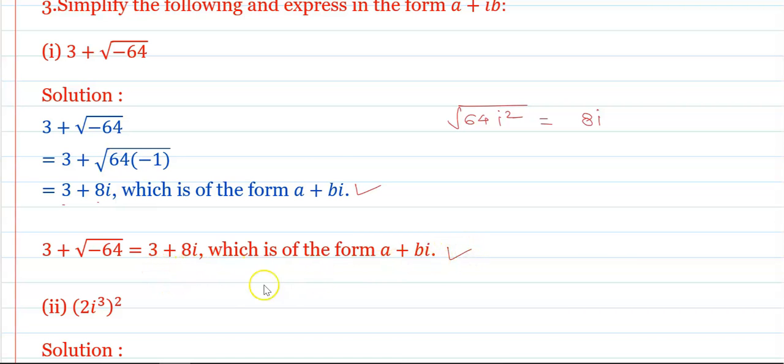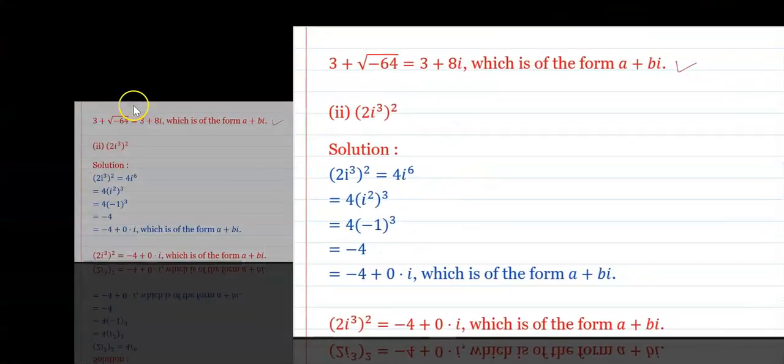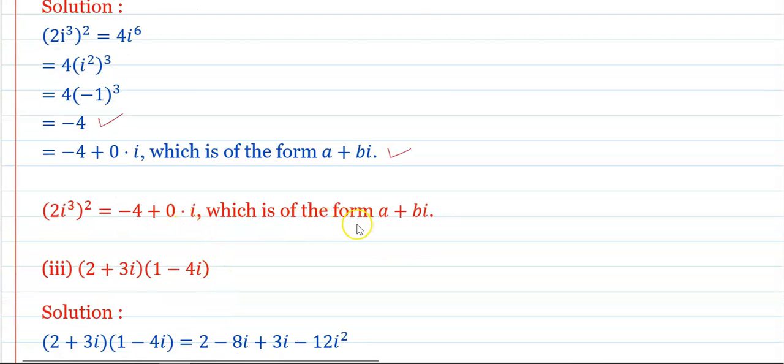Next is 3i cube bracket square. Okay, 3 into 2 you will get 6 and 2 raised to 2 you will get 4. That is i raised to 6. i raised to 6 can be written as i square and bracket raised to 3. i square म्हणजे काय तर minus 1. Minus 1 raised to 3 means what? You will get minus 1. म्हणजे तुम्हाला real part मिळतो and hence minus 4 plus 0 into i, which is of the form a plus bi, and hence the answer.